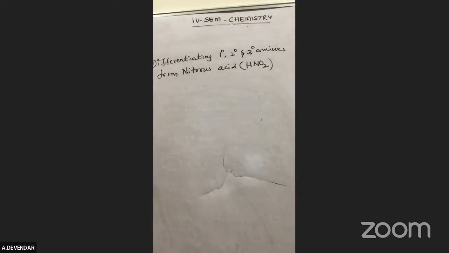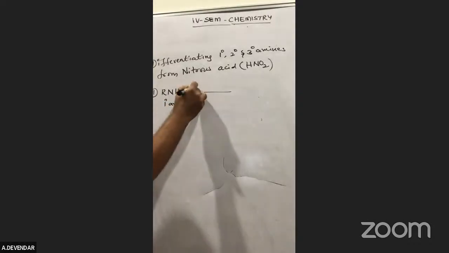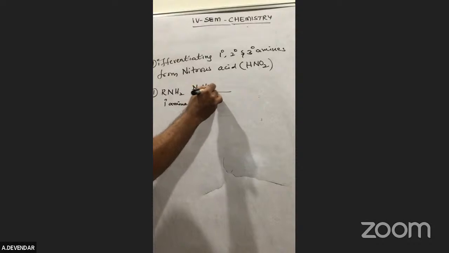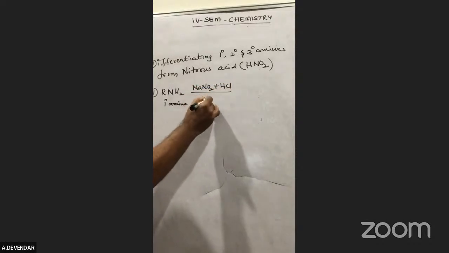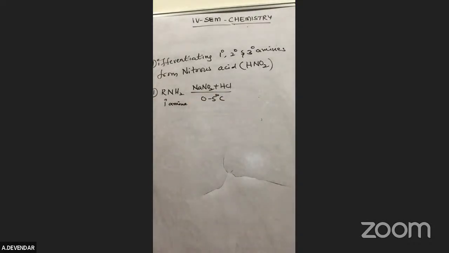Nitrous acid is a mixture that will be formed. In this case, we are using sodium nitrite plus HCl. Those two are taken in your laboratory. We are preparing the diazonium chloride. For that purpose, I take as the first case the primary amine. The primary amine is treated with sodium nitrite, NaNO2, plus HCl. You keep the temperature less than 5 degrees Celsius only. Then only the reaction will take place. Otherwise, the reaction does not take place.